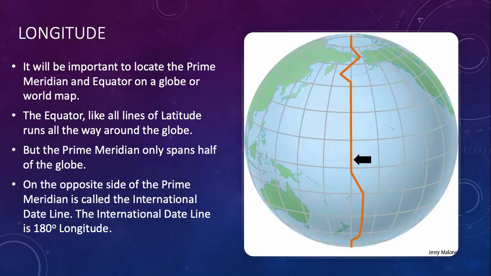It will be important to locate the prime meridian and equator on a globe or world map. The equator, like all lines of latitude, runs all the way around the globe, but the prime meridian only spans half of the globe, and on the opposite side of the prime meridian is called the international dateline. The international dateline is the 180th meridian, or degree of longitude, and it's called the international dateline because it's a different day on either side of it.